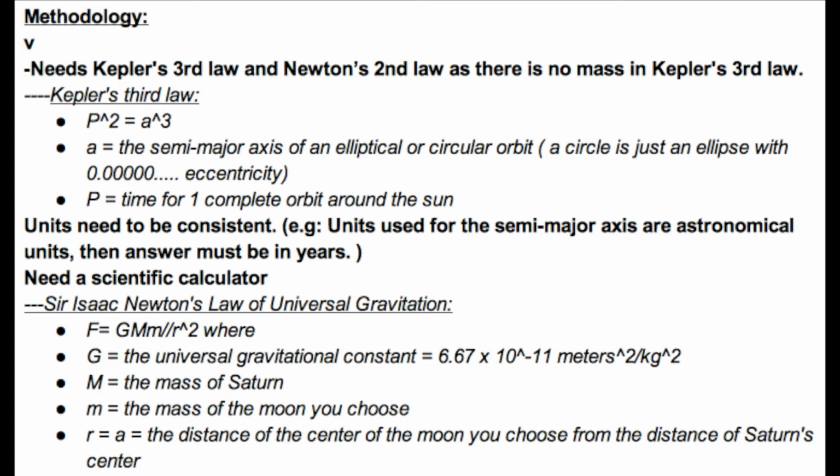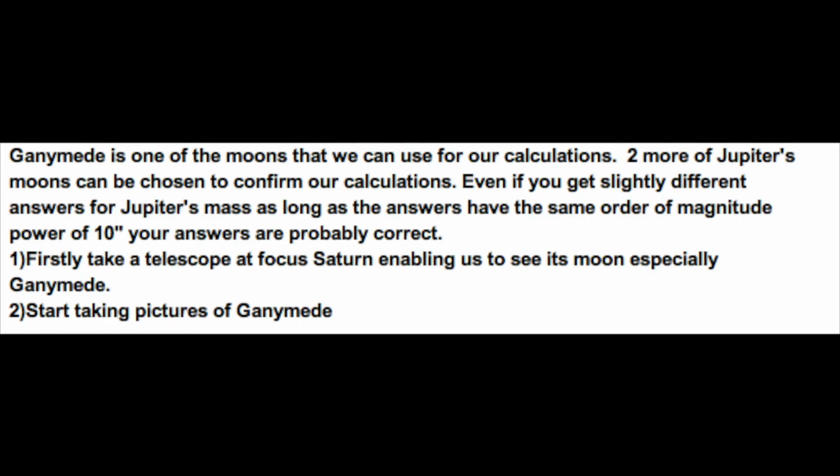Now Subramani will say what moon we are going to choose. We have chosen Ganymede as it's one of the moons that we can use for our calculations. Two more of Jupiter's moons can be chosen to confirm our calculations, but Ganymede is the biggest moon of Jupiter, therefore it will be more visible during the night.